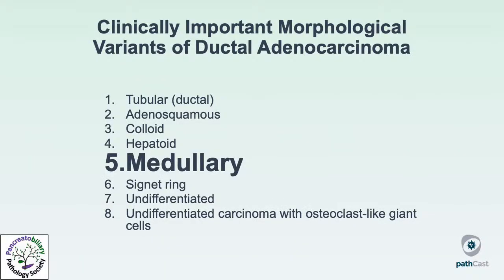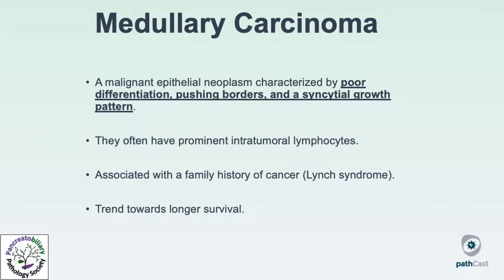We'll now move on to talk about medullary carcinoma. So medullary carcinoma is a malignant epithelial neoplasm characterized by poor differentiation, pushing borders, and a syncytial growth pattern. So the same characteristics of a medullary carcinoma of other organs. These also often have prominent intratumoral lymphocytes. And they can be associated with a family history of cancer, in particular Lynch syndrome. These have a trend toward longer survival.